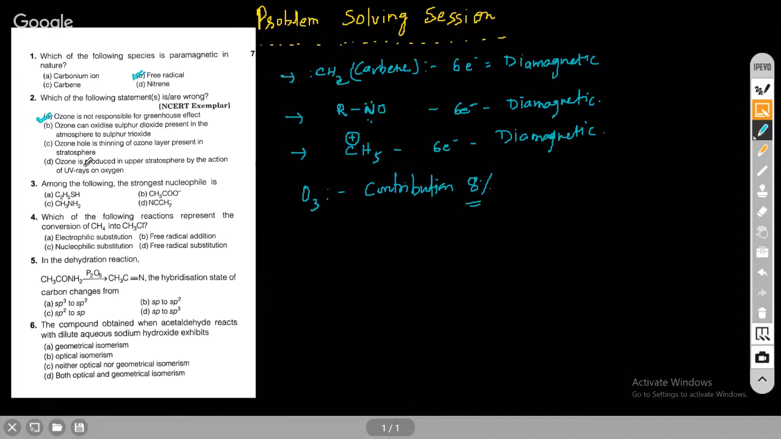Why D is the strongest nucleophile? Can we have B as the answer in this question? Question number 3. Can we have B as the answer? How many of you are confused with B? Option B. No one? Yes, B is not possible. Correct?